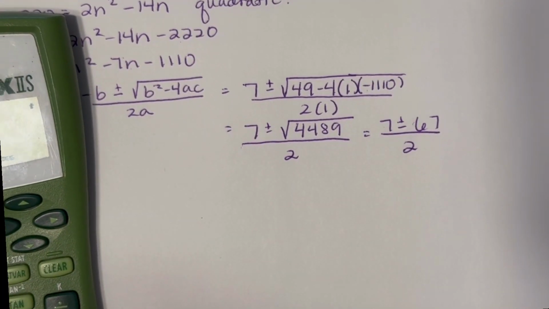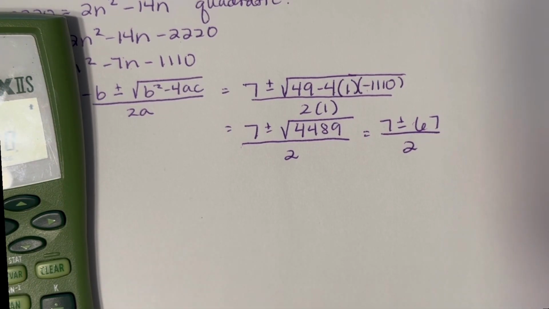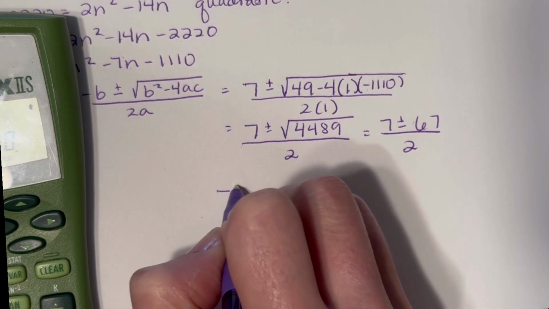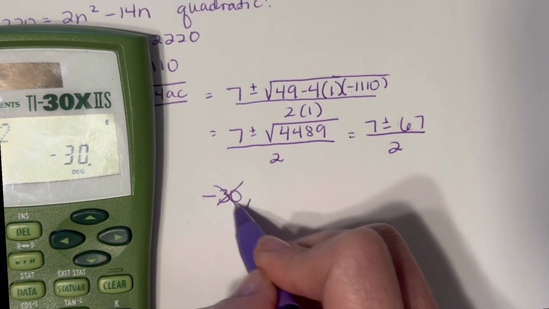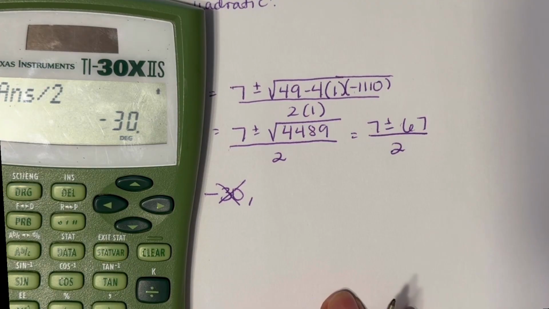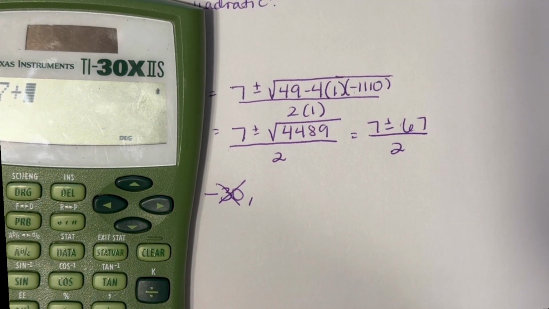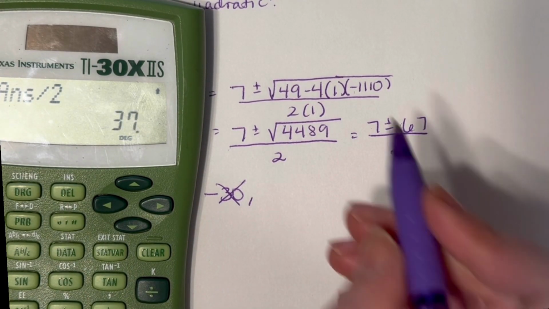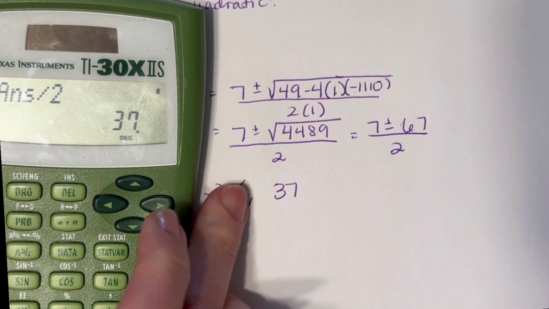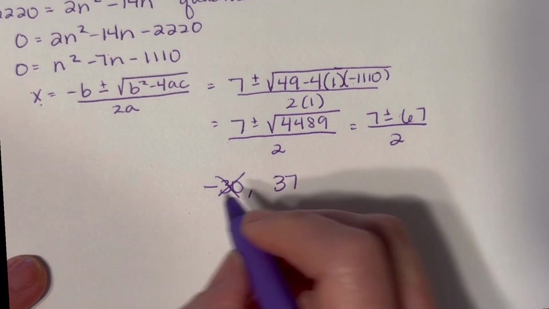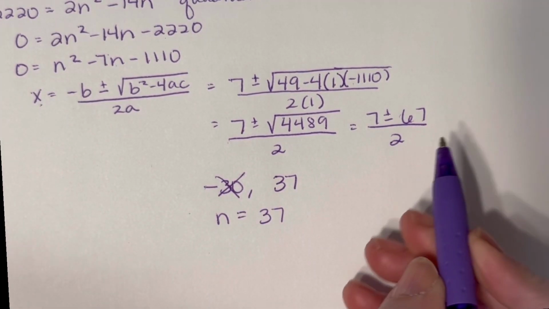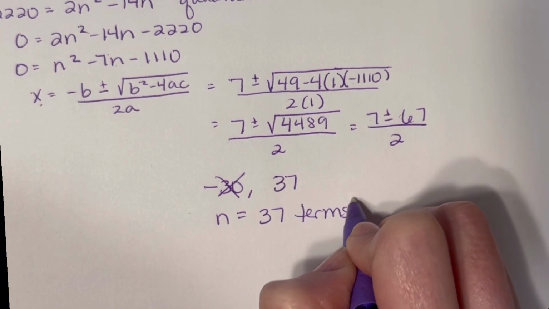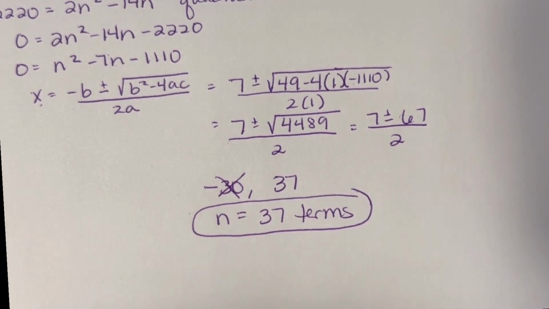7 minus 67 divided by 2 is going to give me negative 30, which I know I can't have negative 30 terms, so I'm going to just cross that one out. That sometimes happens when we're dealing with quadratics. And 7 plus 67 divided by 2 is going to give me 37. That means n, which is what we were trying to find up here, is going to be 37. There are 37 terms in this arithmetic series.